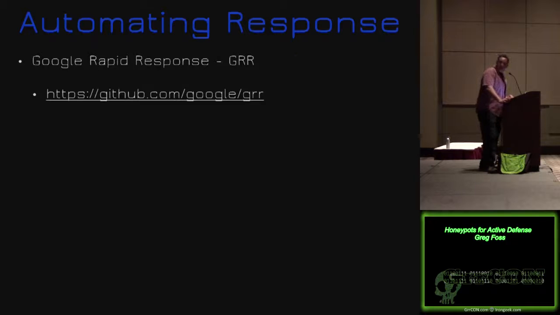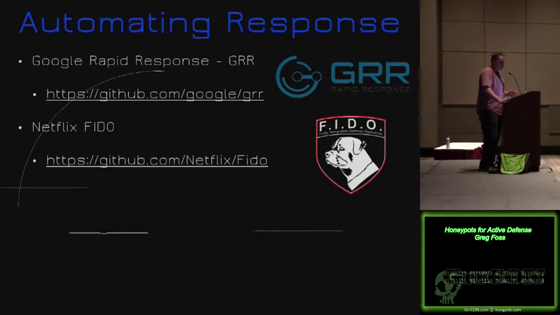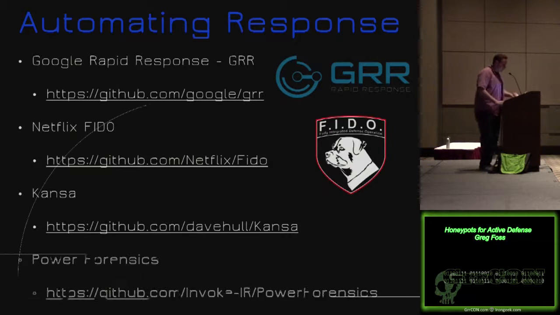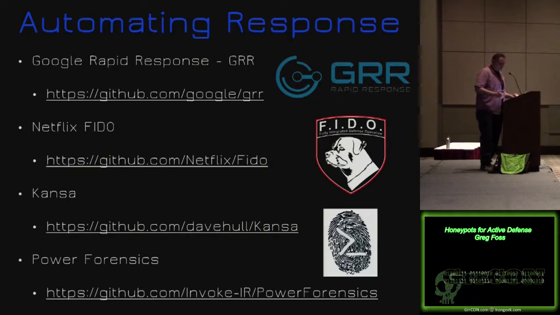Along the terms of automating our response, there's a bunch of tools out there that'll do this for us. Essentially, Google Rapid Response, Netflix Fido, Kansa by Dave Hull, and PowerForensics by Jared Atkinson. A lot of really cool projects out there that allow you to automate incident response and automate the intelligence gathering, automate actually configuring your incident response team and setting up those processes. There's tons of free resources out there, so I highly recommend you check some of these out.